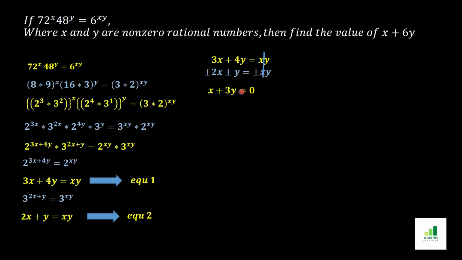Now this 3y, which is a positive 3y, will move to the other side of the equation and convert into minus 3y. I am representing this equation as equation number 3.